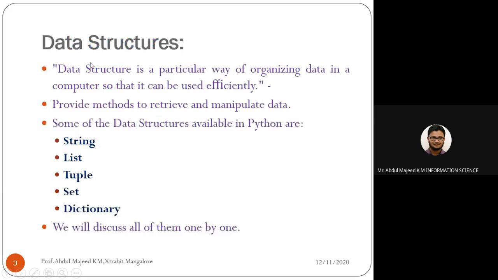So data structure, what is data structure? Data structure is a particular way of organizing data in a computer so that it can be used efficiently. It provides methods to retrieve and manipulate data. Some of the most important data structures available in Python are string, list, tuple, set, and dictionary. Today we are going to discuss string and list.